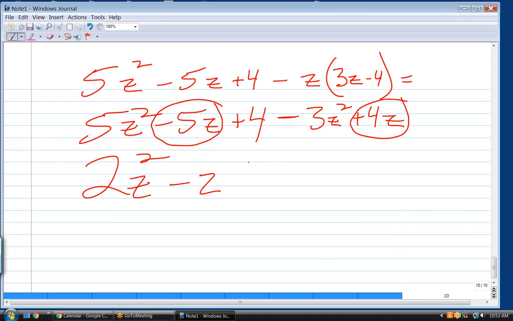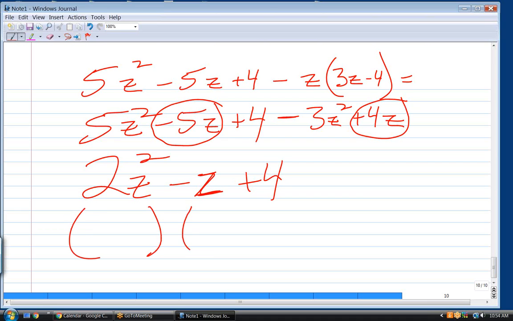How many terms do we have? 4. Okay. Now, is there a greatest common factor I can take out of that? Yeah, 2. No? This is a z, not a 2. Not 2, no, there's no. So 2 does not divide into that, right? Yeah. So there is no greatest common factor.